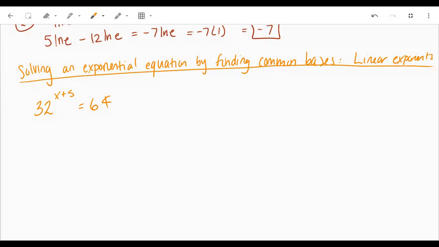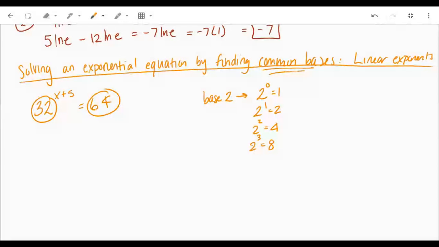Notice in the title they want common bases. So that's going to mean that your 32 and your 64 can both be written with the same base to a power. We don't have to get too crazy here, but if we're talking about base 2, 2 to the 0 is 1, 2 to the 1 is 2, 2 squared is 4, 2 cubed is 8, 2 to the 4th is 16, 2 to the 5th is 32, and look at that, 2 to the 6th is 64. So both 32 and 64 can be written with the same base.